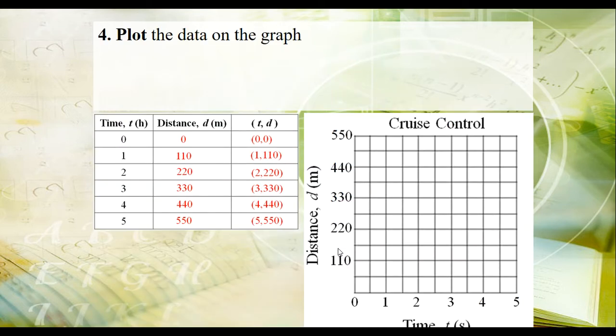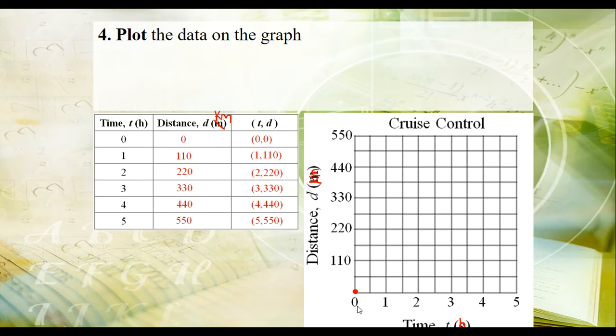Okay, step 4. We want to plot the data on the graph. Let's make my quick little corrections here. Okay, kilometers. Again, this would also be kilometers. And again, this time here would be hours. Now we're just going to plot these ordered pairs onto the grid. So we have 0, 0, which would be at the origin.